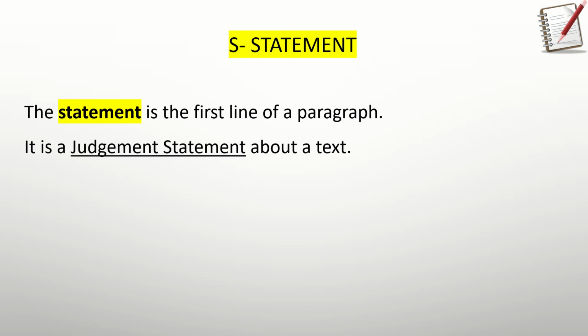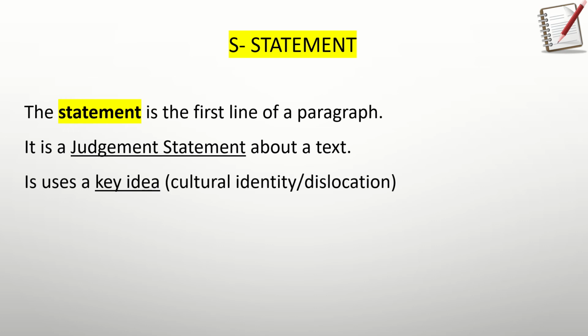It's a judgment statement. So we've been writing judgment statements this term for both poems, Past, Future, and A Negro Speaks of Rivers. So a judgment statement is what you use as the first line of a paragraph. And it uses a key idea, which we already know. We know a judgment statement is you saying, this is what idea is in the poem, this is what it's about. So the statement, the S, the statement for a paragraph is a judgment statement that addresses either cultural identity or cultural dislocation.